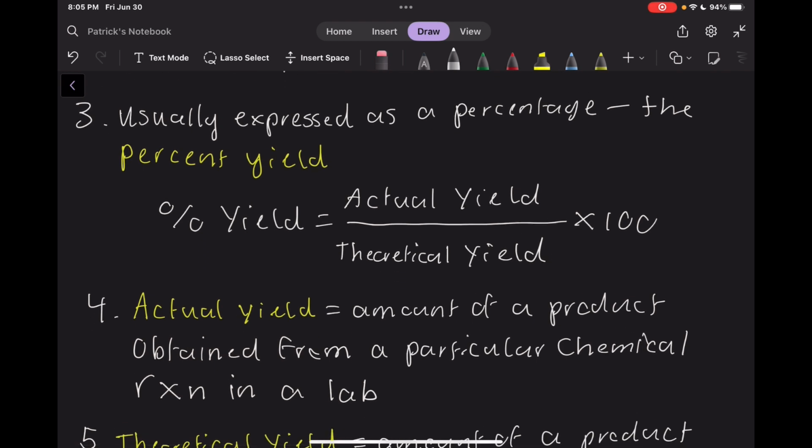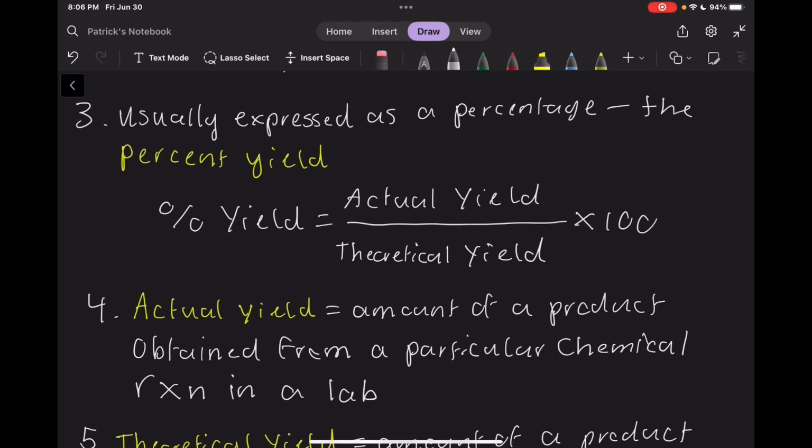Reaction yield itself is most often expressed as a percentage, and when we express reaction yield as a percentage, we call it the percent yield. Down here we have the formula for calculating percent yield. Percent yield equals the actual yield divided by the theoretical yield multiplied by 100.